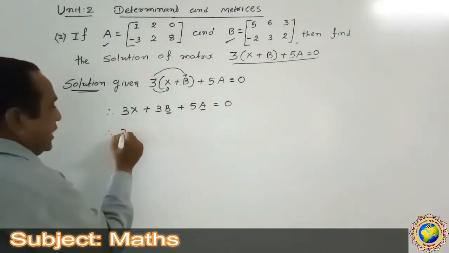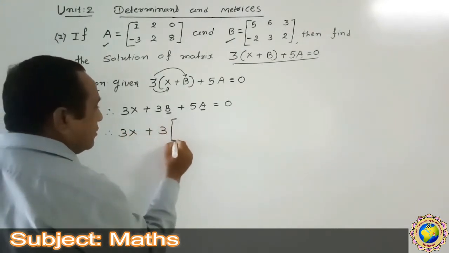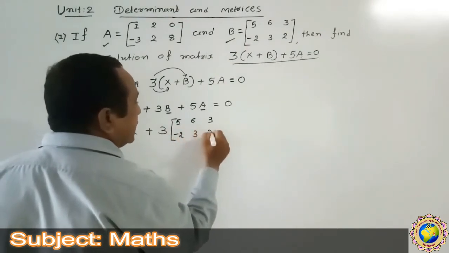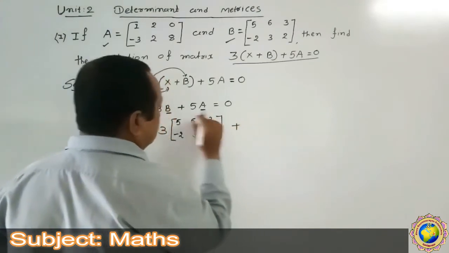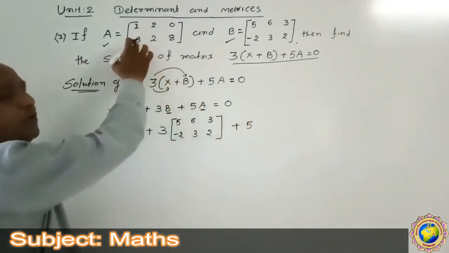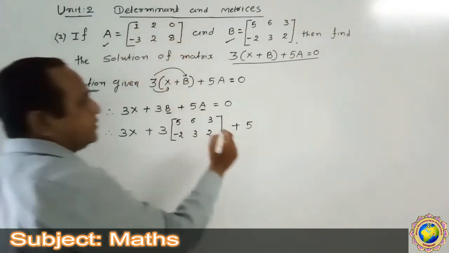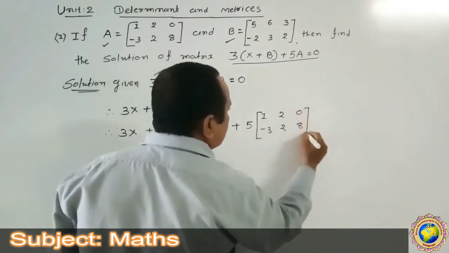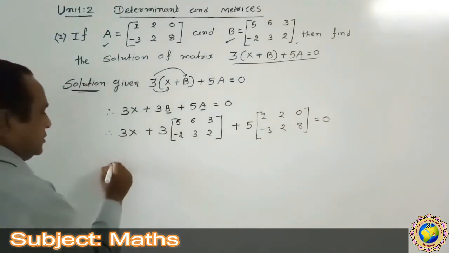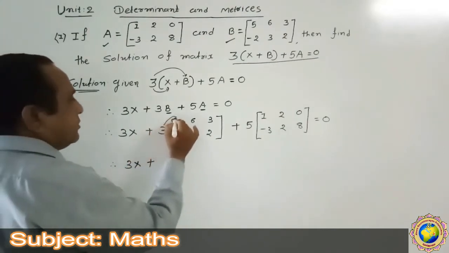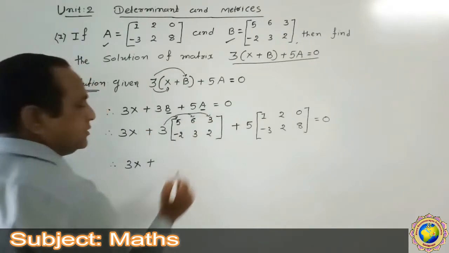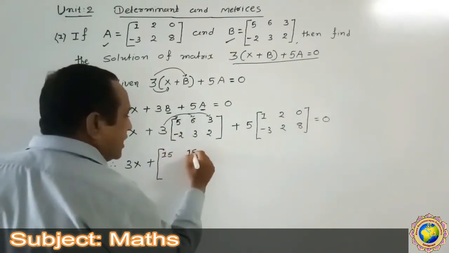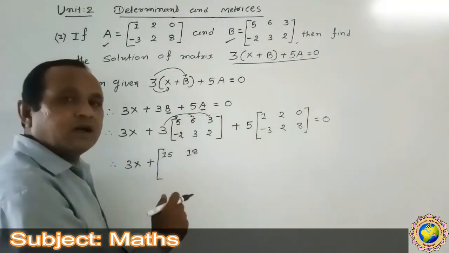So here 3X plus 3 multiple the value of B, [5, 6, 3; -2, 3, 2], plus 5 multiple A, that is 5 times the value of A, [1, 2, 0; -3, 2, 8], equal to 0. Now here 3X plus 3 multiple 5, 3 multiple 6 and 3 multiple 3. 3 times 5 is 15, 3 times 6 is 18, 3 times 3 is 9.